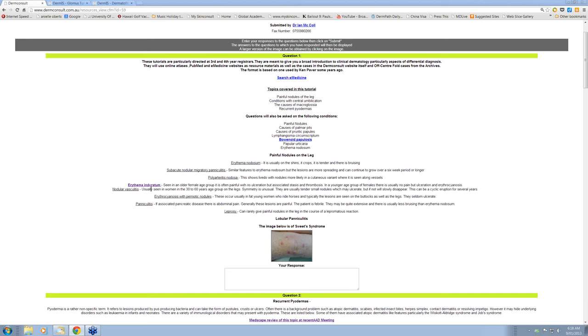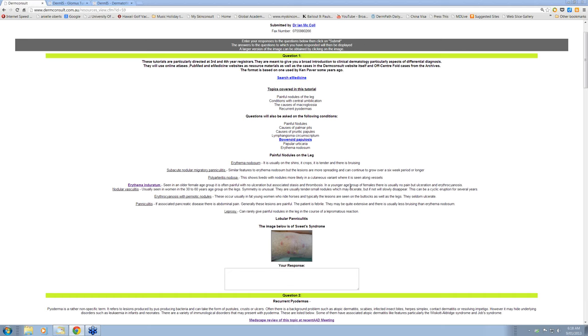Erythema induratum, different condition. In contradistinction to erythema nodosum, it involves the calves. And again, it's usually in an older female group. They're often painful. There may be ulceration, sometimes there isn't.